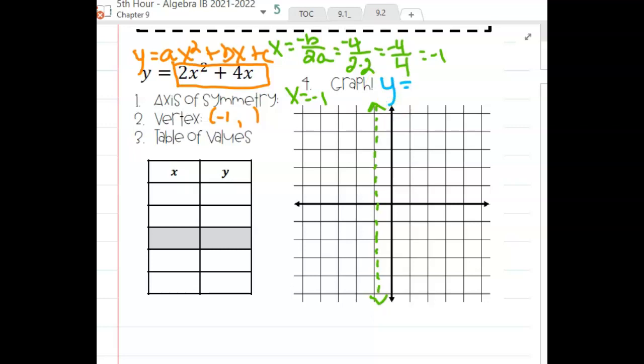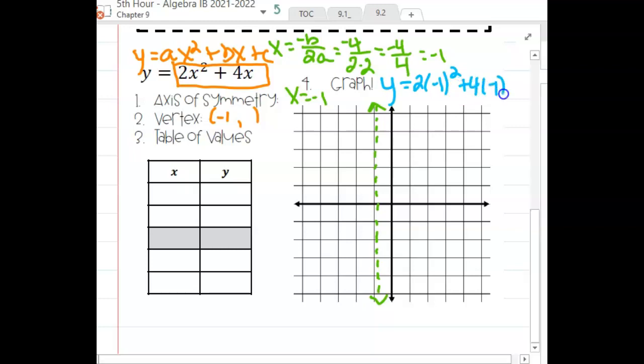Y equals, to find y, here's your rule. You are going to take 2 times, I have an x, right? That's what we're plugging into our function. We're plugging in -1. So I'm going to take 2 times -1 squared. And my rule says then to take plus 4 times x, which once again, anywhere you see an x, this is what we're plugging into your function. You're going to plug in a -1. So all I'm doing here is I'm plugging -1 into my function rule. Okay? And then we're just going to simplify.